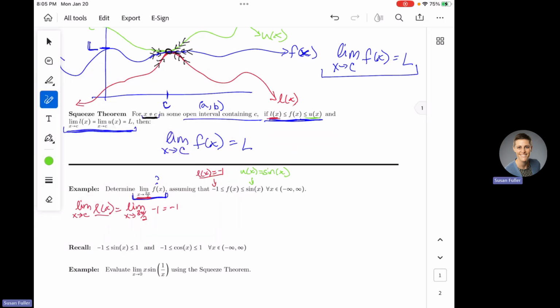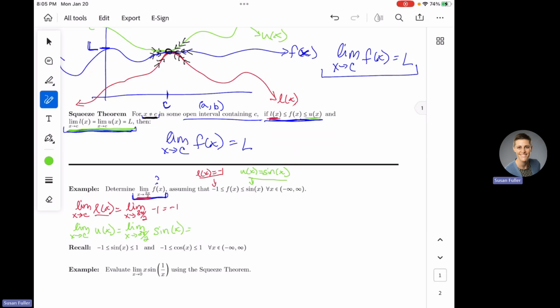Okay, so let's see what the limit of my upper function is, because if they both have that same limit, then it's going to squish my middle function and force it to be the same. So we'll also find the limit as x approaches c of my upper function. And again, my c value is still 3 pi over 2. My upper function here is the sine of x, so I'm going to take that here.